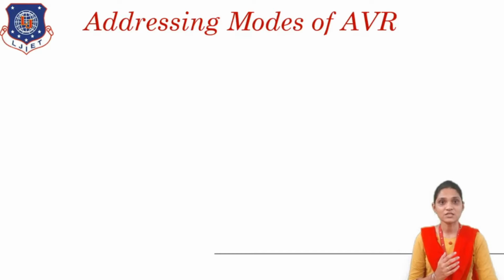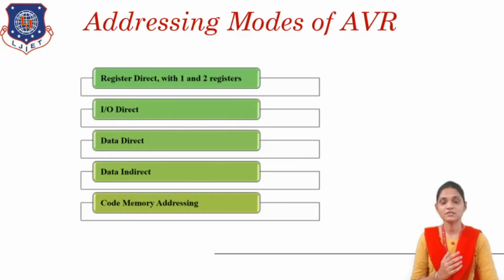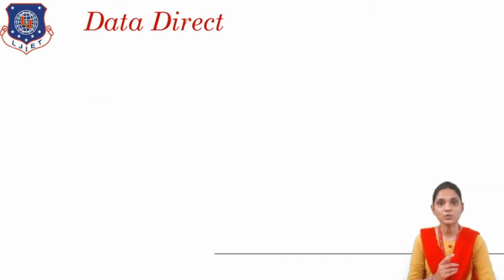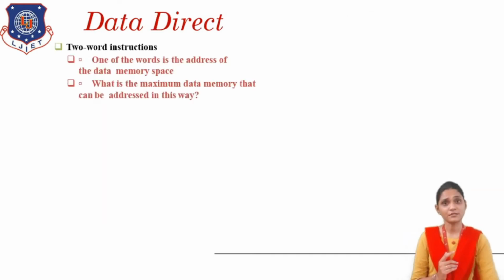In the last session we have seen the register direct with one and two register addressing modes, as well as the IO direct addressing mode. In this session we are going to see the data direct, data indirect and code memory addressing modes. So first, let us start with the data direct addressing mode.